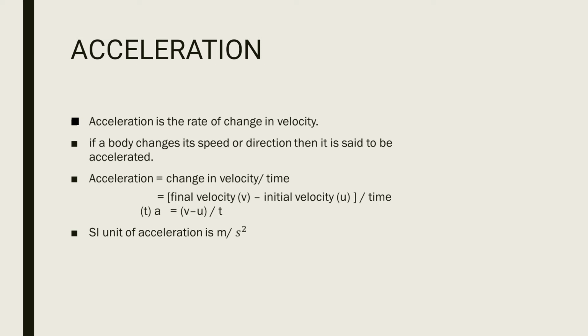The unit for acceleration can be derived by the formula. Since we know acceleration is change of velocity by time, so here velocity formula is displacement by time. So, the formula can be rewritten as displacement by time divided by time. The unit of displacement is meter and the unit for time is second. So, we can derive from this the unit is meter per second square.